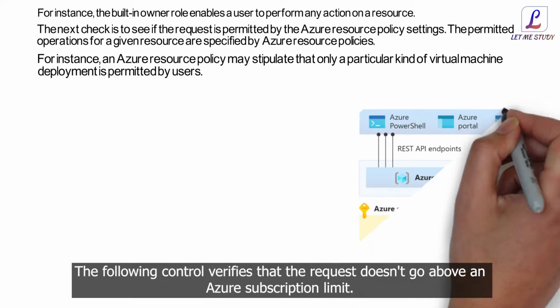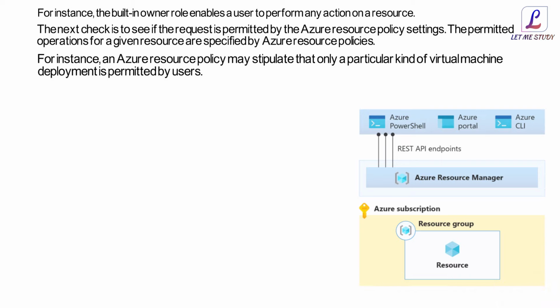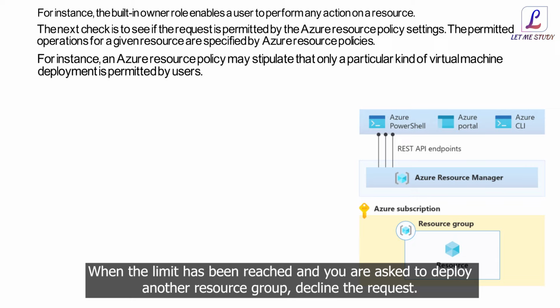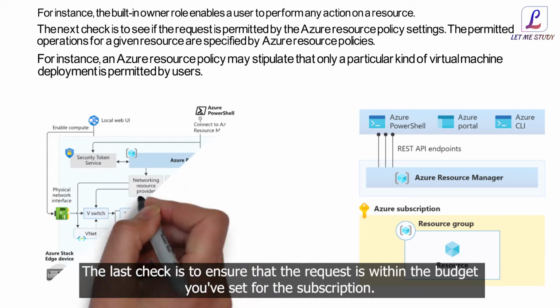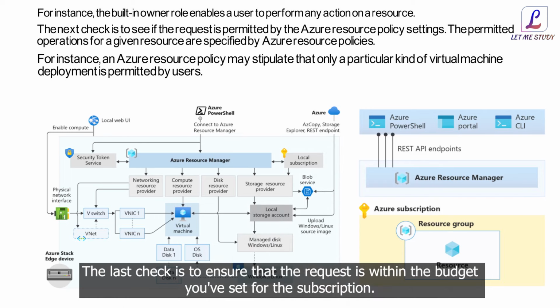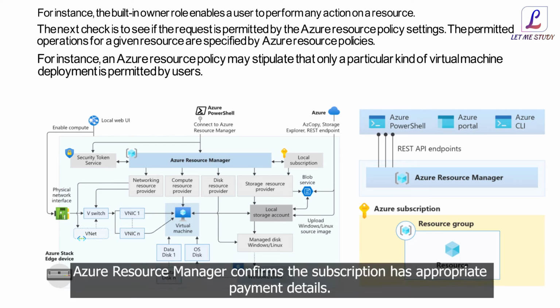The following control verifies that the request doesn't go above an Azure subscription limit. There is a cap of 980 resource groups per subscription, for instance. When the limit has been reached and you are asked to deploy another resource group, decline the request. The last check is to ensure that the request is within the budget you have set for the subscription. For instance, if the request is to deploy a virtual machine, Azure Resource Manager confirms the subscription has appropriate payment details.